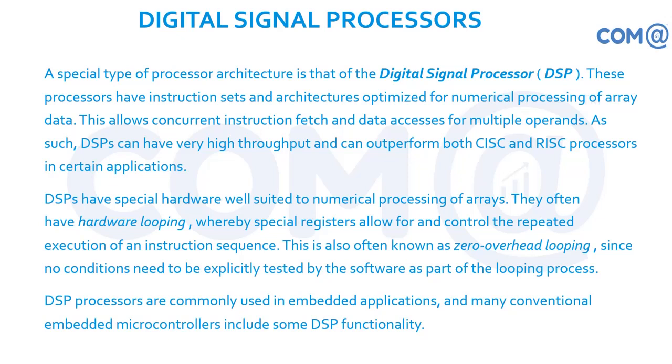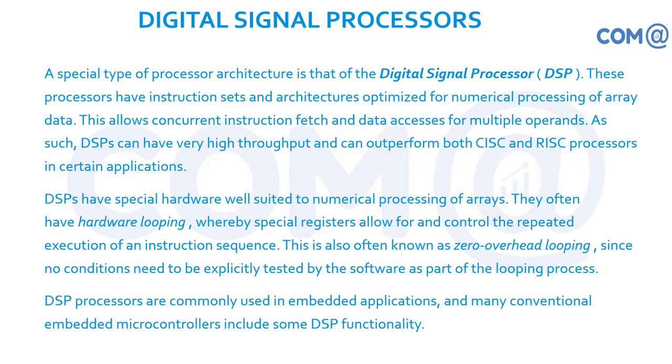Digital signal processing, shortly called DSP, digital signal processor. These processors have instruction sets and architectures optimized for numerical processing of array data. This allows concurrent instruction fetch and data access for multiple operands. So parallel access is made possible with this kind of invention in the system. DSPs can have very high throughput and operate with both CISC and RISC processors in certain applications. So RISC has different capabilities and CISC has different capabilities, and now we have to choose which to use in our PC.